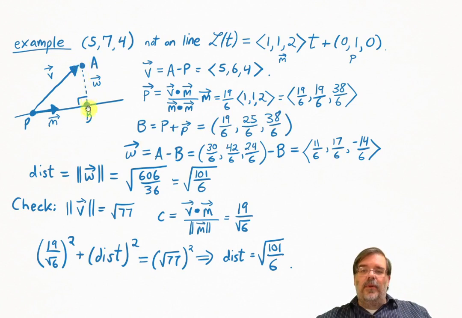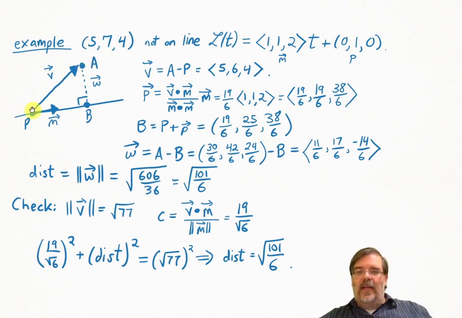Define this distance from point to line. Find the vector between your original given point A and this new closest point B. And here's the vector between those 2 points. An A minus B or B minus A, either way is good. Calculate the length of this vector, and that gives you the distance between these 2 points. In this case, it's the square root of 606 divided by 36, which, again, nicely simplifies to the square root of 101 over 6. To check that, we use the Pythagorean theorem combined with components.